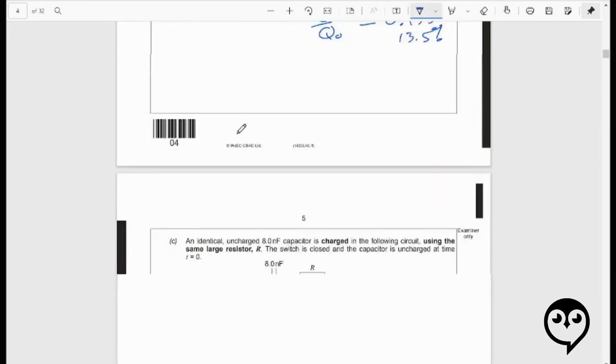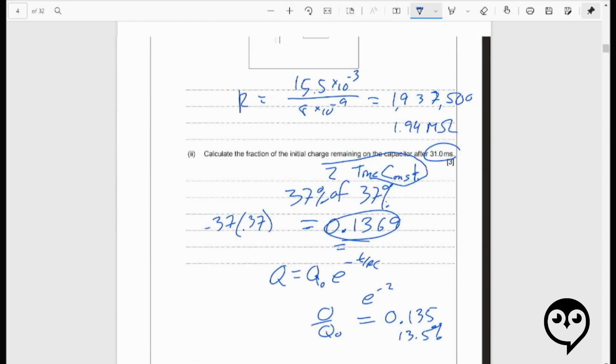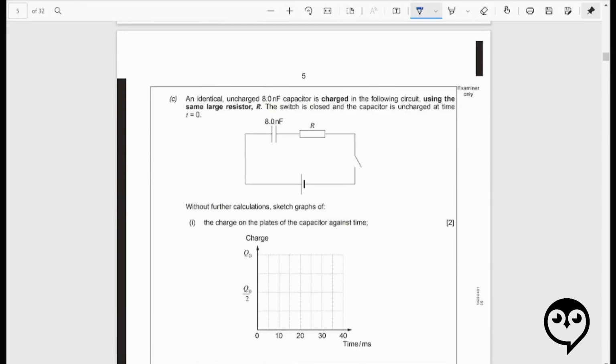I see that there's a question C. Okay, so we've got the identical 8 nanofarad capacitor. It's being charged. Same resistor as up above. What was the resistance we calculated? 1.94 mega ohms. Okay.